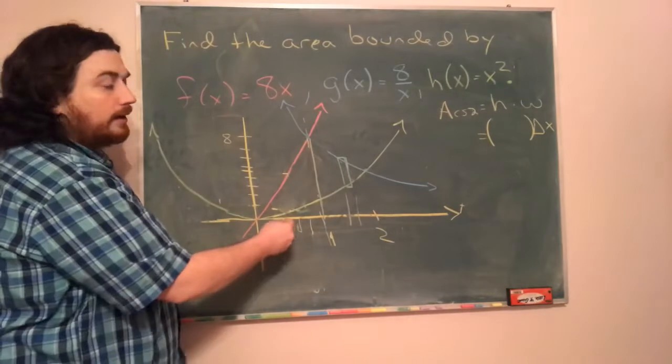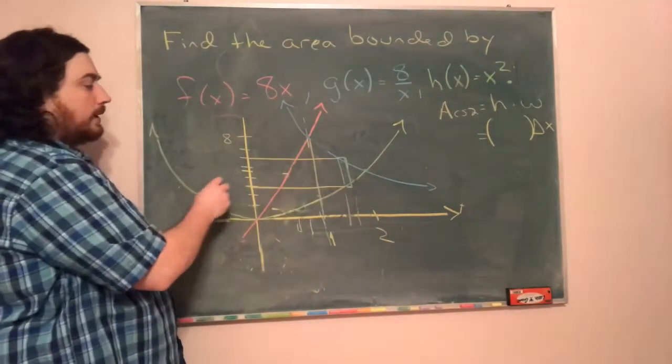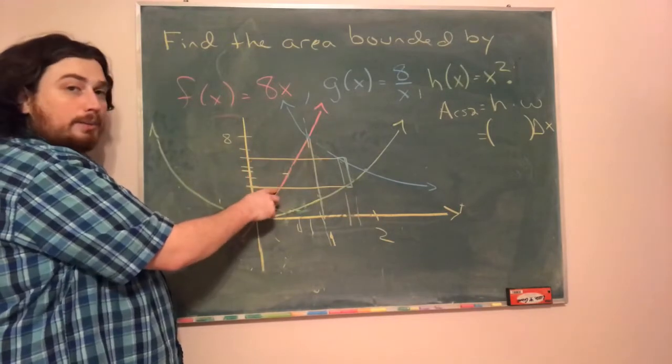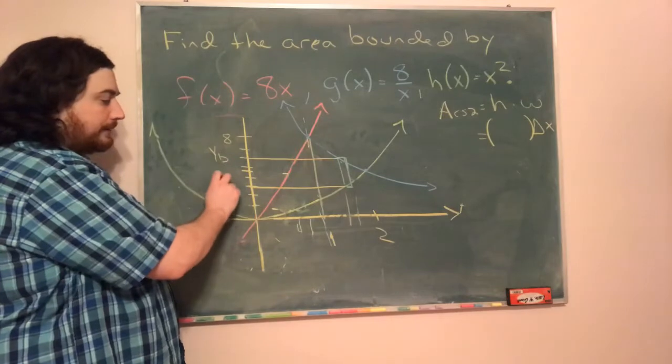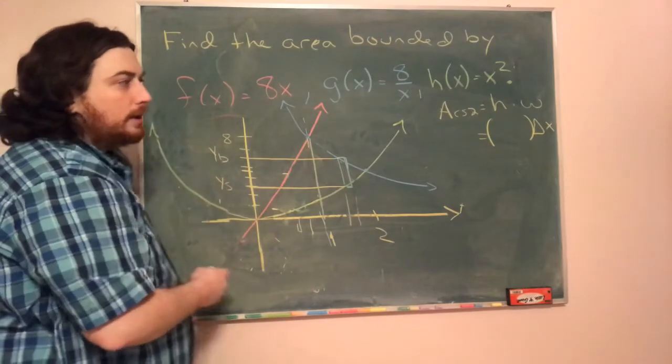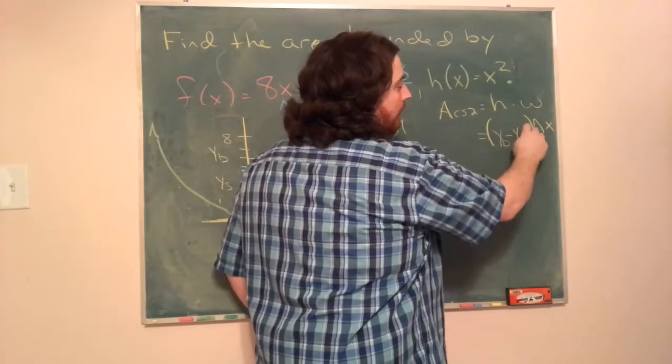Now if we look at the height again, we're going to find that that's this distance here. So what I end up with is this y value minus this y value. I'm going to call this my bigger y value, and this my smaller y value. So the height of the cross section is going to be the bigger y minus the smaller y.